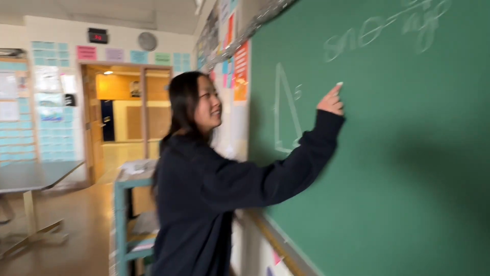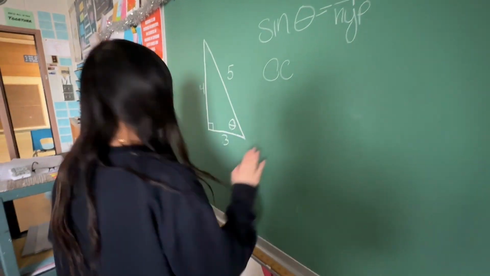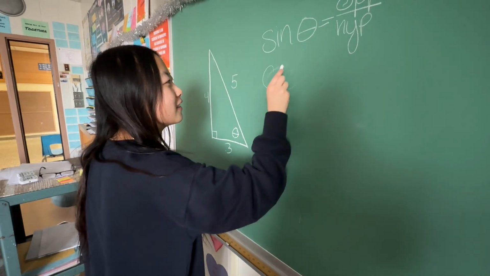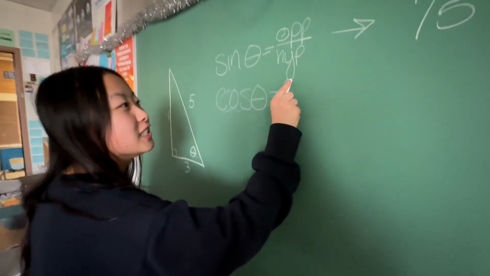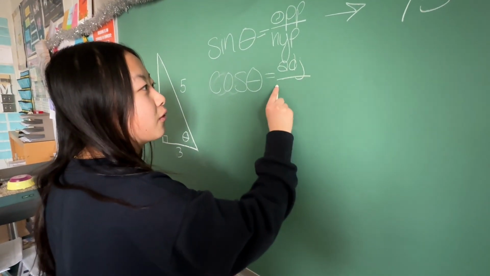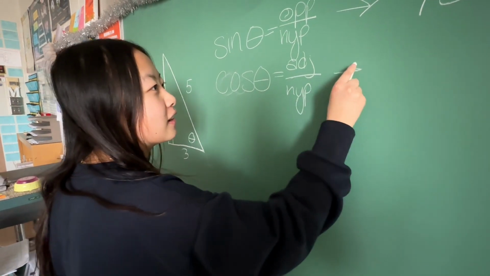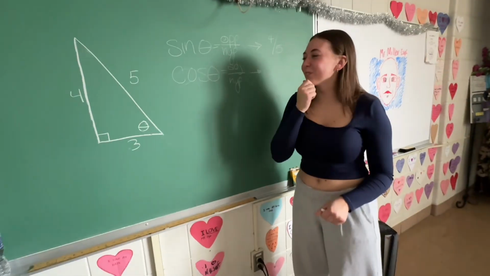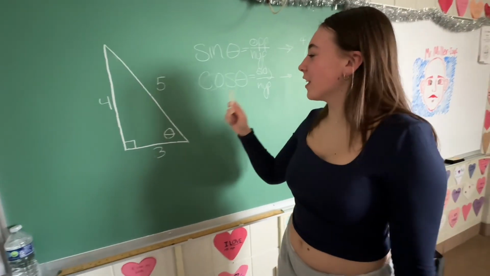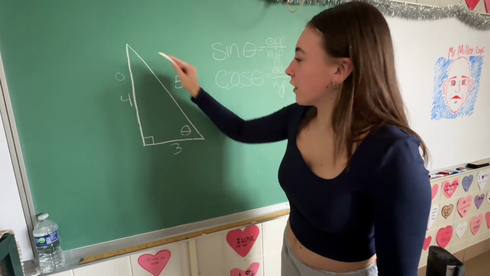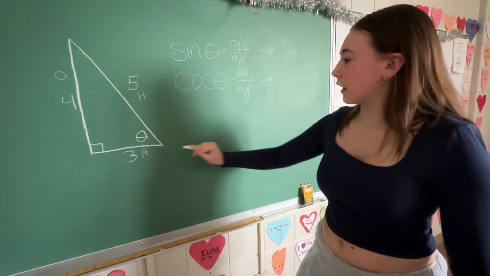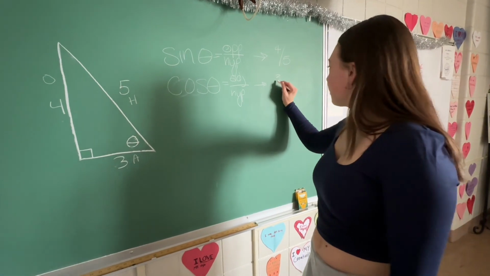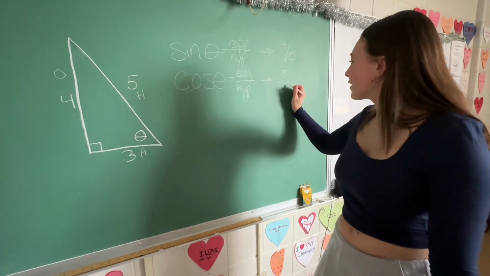Next is cosine. Cosine is adjacent over hypotenuse. Do you want to try this one? Sure. So I know that this is the opposite angle, and I know that this is the hypotenuse, so this must be the adjacent, which means that adjacent, which is 3, would be over hypotenuse, which is 5.